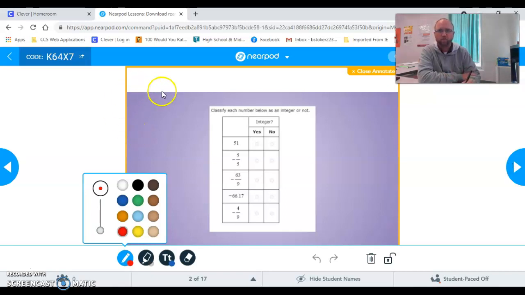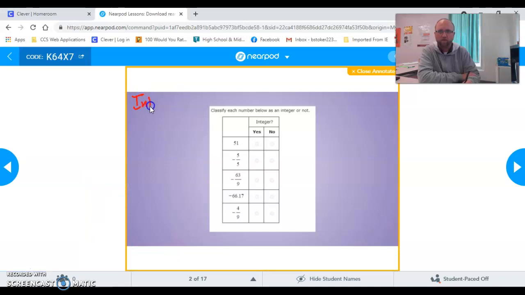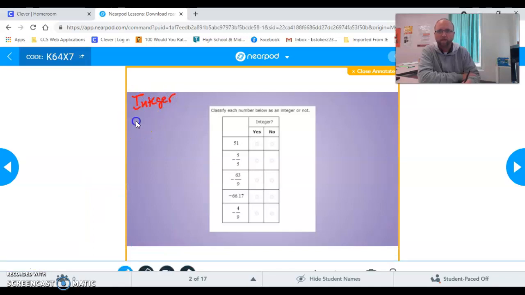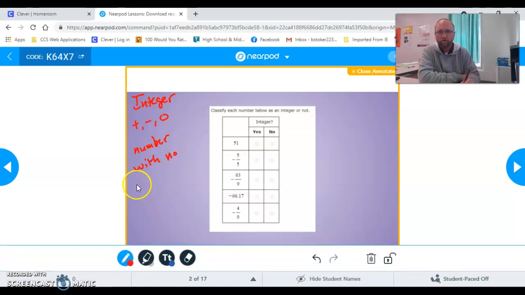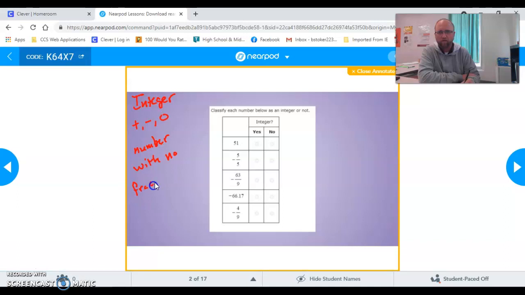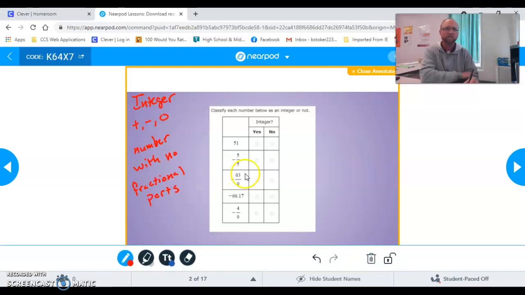All right. The first one we're going to talk about is: is each number an integer? Remember that an integer is a positive, negative, or zero number with no fractional parts, meaning there's nothing after a decimal point or like a mixed number attached to it. The first one we look at is 51. Is 51 an integer? It's a positive whole number.